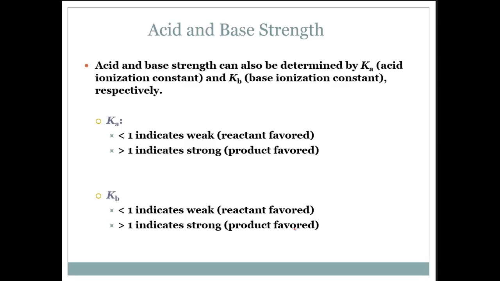Acid and base strength can also be determined by Ka, the acid ionization constant, and Kb, the base ionization constant, respectively. Ka, if it's less than 1, indicates a weak acid, meaning that the reactants are favored. If it's greater than 1, it means it's a strong acid, which means the products are favored, which means it'll be going to the right. Kb, if it's less than 1, is a weak base. If it's greater than 1, it's a strong base.